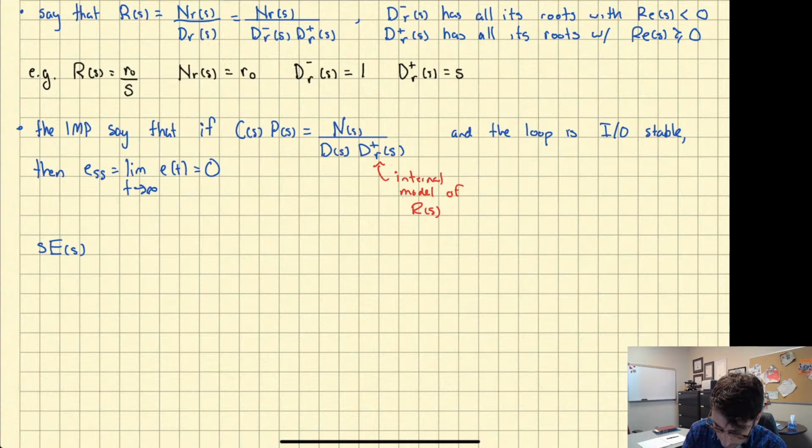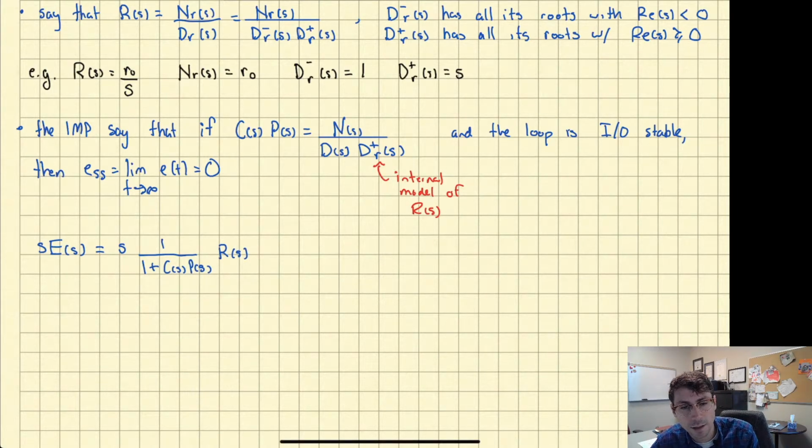Okay, so let's check this quantity. There's s, and then the transfer function from r to e times r. That's E of s there. Remember that we're writing our reference in a particular way, so let's do that.